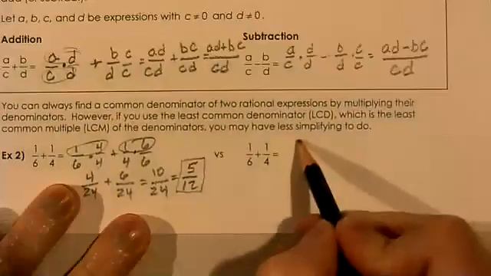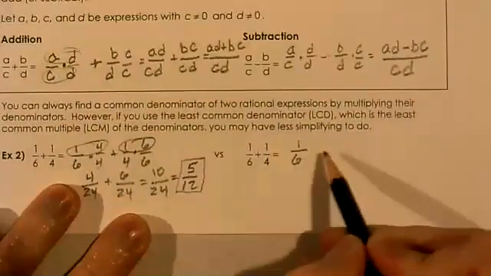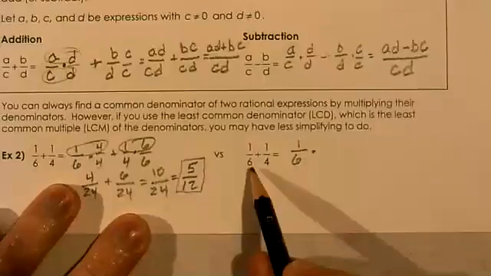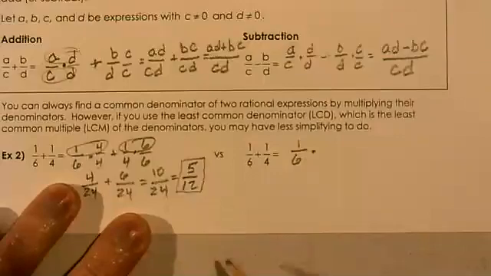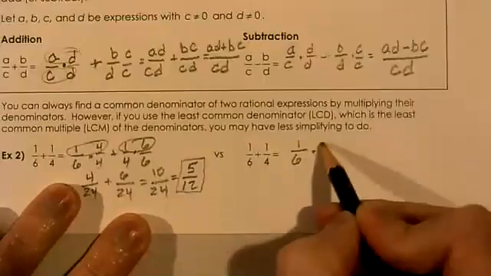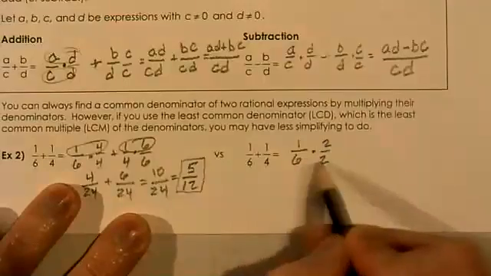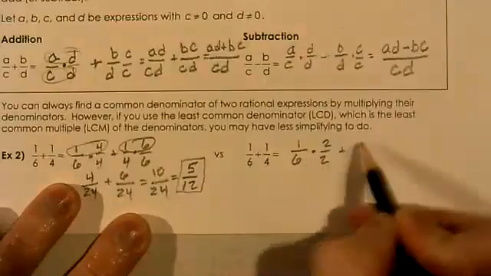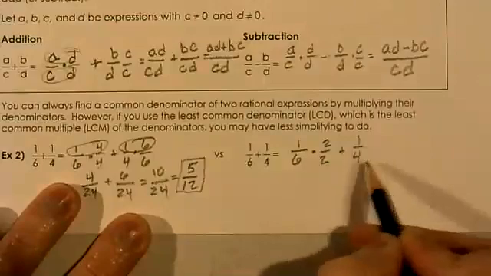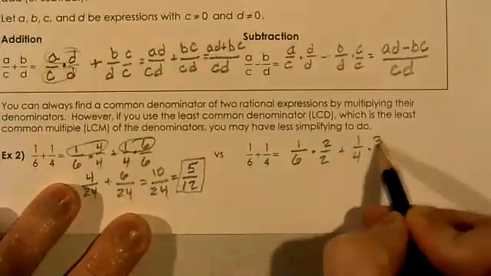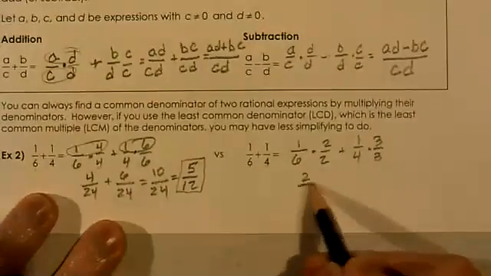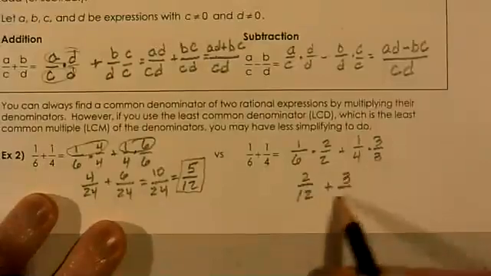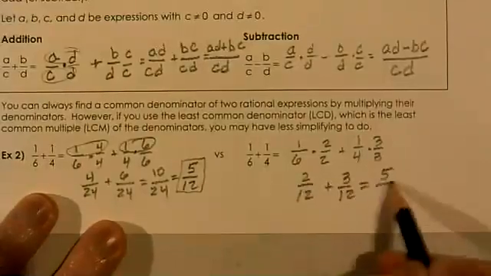The other way is thinking about your least common multiple. What number do 6 and 4 both go into? They both go into 12. So I need another 2 to make that become a 12. And to get the 4 to become a 12, I need that to be a 3. So I'm going to do 3 on top and bottom. So that's going to give me 2 over 12 plus 3 over 12, and that gave me 5 over 12.